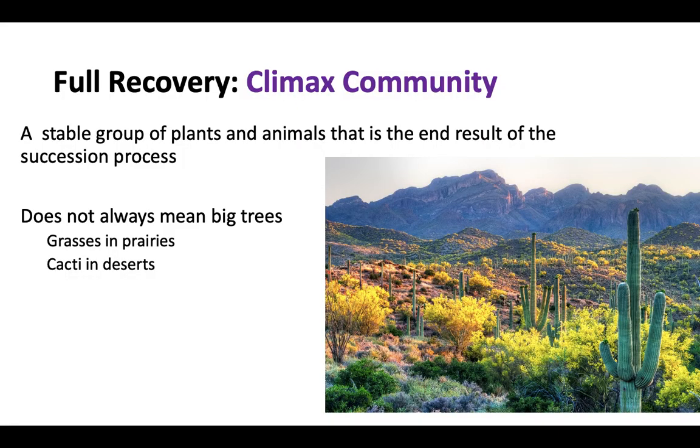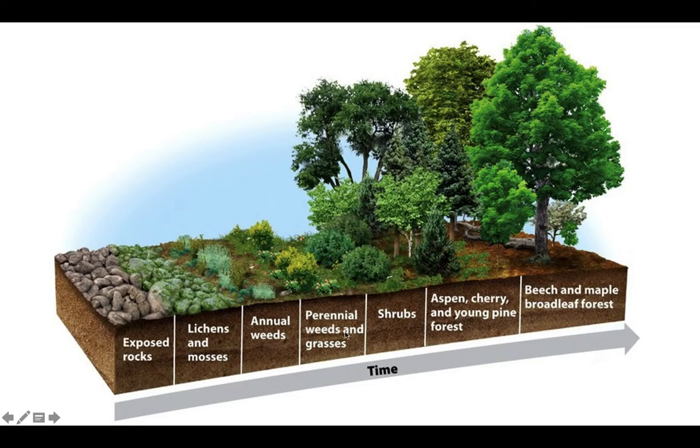Eventually, they will reach this climax community, which is the end result of succession. It's a stable group of plants and animals. It doesn't always mean big trees. It's not always forests. In prairies, it's grasses, and in deserts, it's cacti. So it looks a little bit different depending on your ecosystem. Here's another diagram showing primary succession.